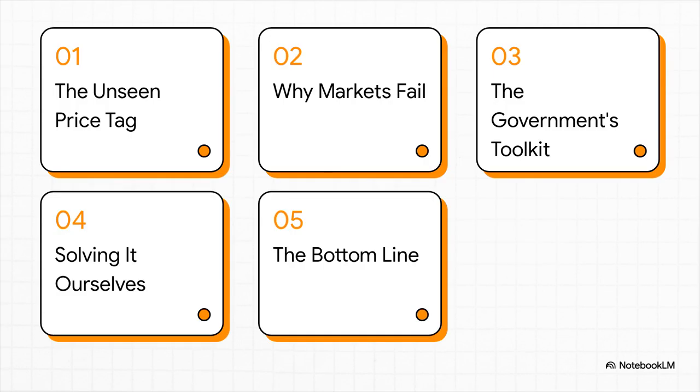All right, here's how we're going to break it all down. First, we'll get a handle on this unseen price tag. Then, we'll look at why markets sometimes fail because of it. We'll check out the government's toolkit, see if we can solve it ourselves, and then, of course, we'll get to the bottom line. Let's jump in.